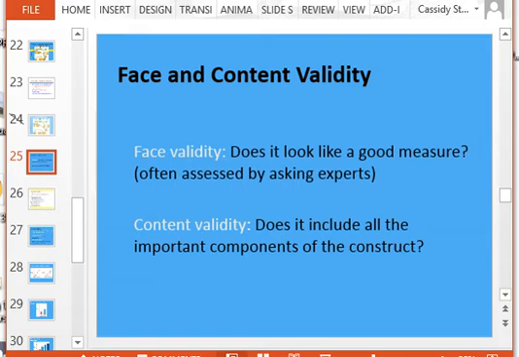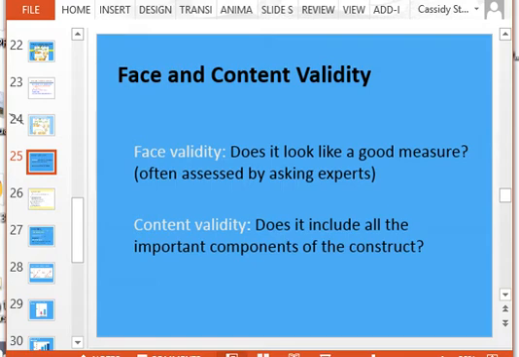So if you develop some questionnaire which is looking at, say, internet addiction, and you want to ask somebody whether the questions you're asking are actually measuring whether somebody is addicted to the internet or not. You could go to some professor who is an expert in that area, give him your questions, and just say, do these look like good measures of internet addiction?